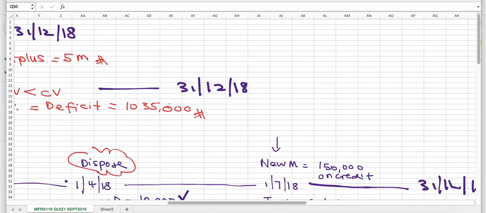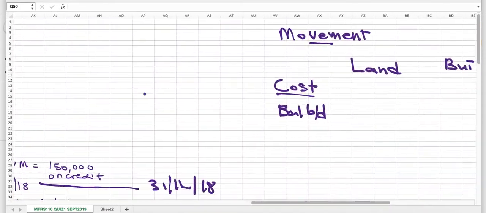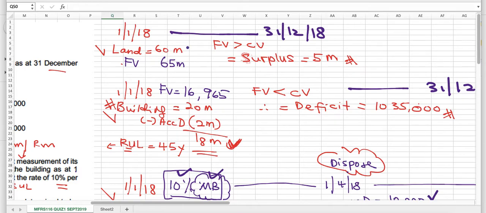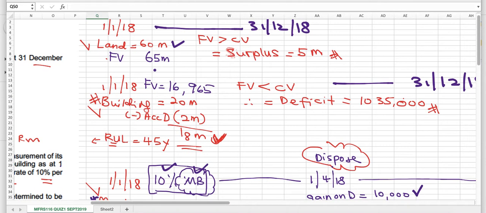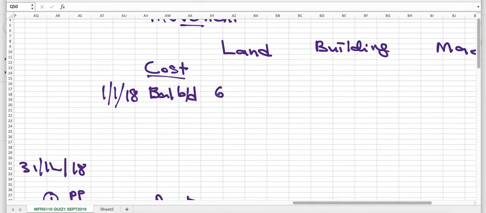Okay, we just look at the timeline here. On 1st January, balance BD means at the beginning of the year, which is 1st January 18. So for the land, you have 60 million. That is at the beginning of the year, so you put it here, 60 million. And then you revalue the land, you get a surplus of 5 million. So it will increase the value of your land, so we add 5 million into the cost.